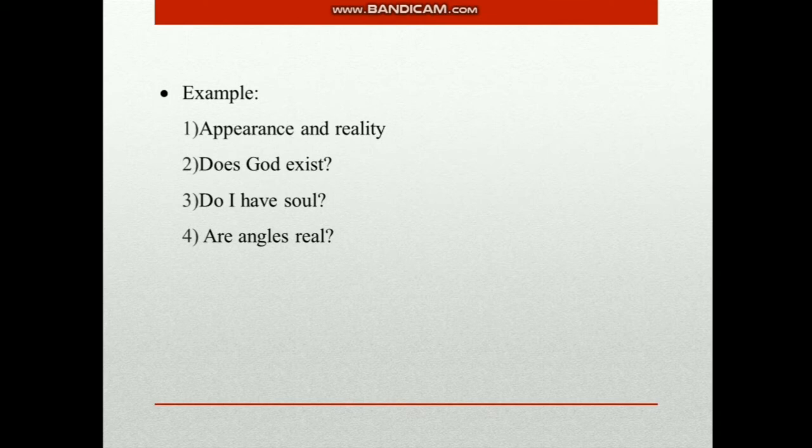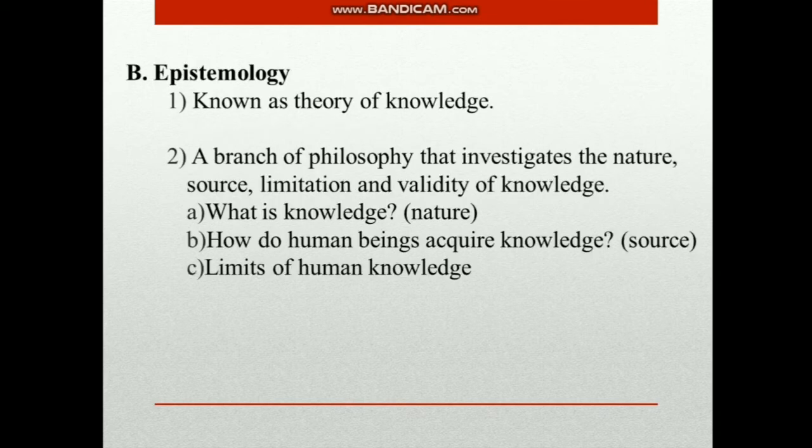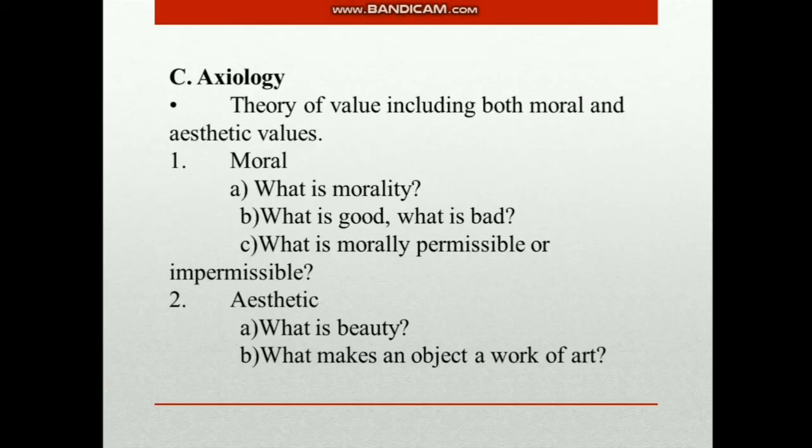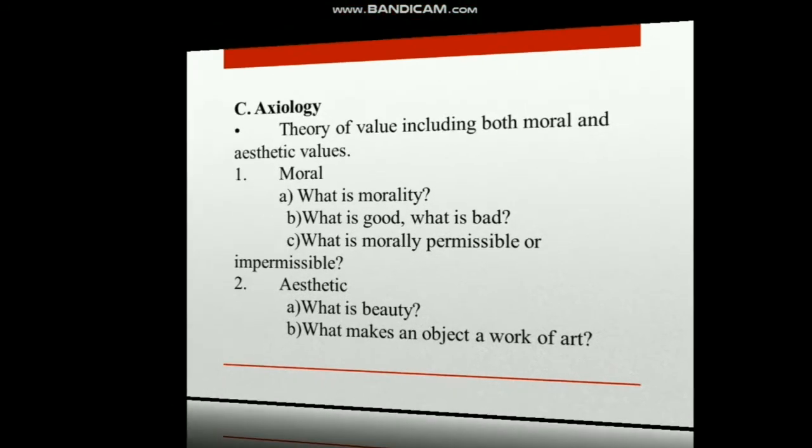Are angels real? So the next is epistemology, known as the theory of knowledge, a branch of philosophy that investigates the nature, sources, limitation, and validity of knowledge. What is knowledge? How do human beings acquire knowledge? Limits of human knowledge. The next is axiology, the theory of value, including both moral and aesthetic values. Moral: what is morality? What is good? What is bad? What is morally permissible or impermissible? Aesthetic: what is beauty? What makes an object a work of art?